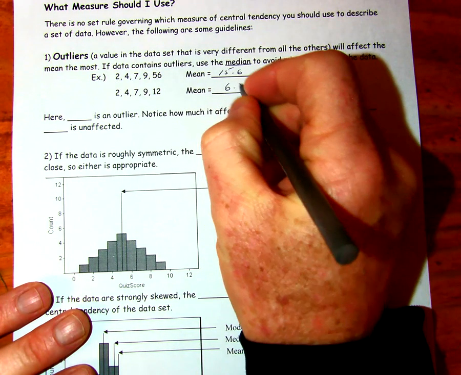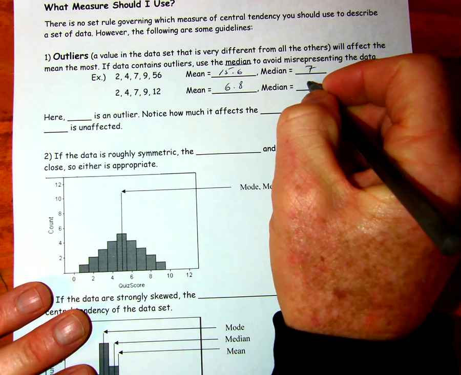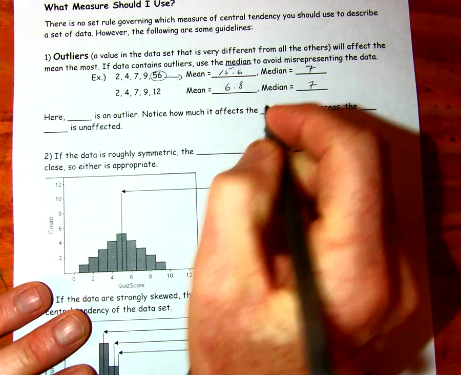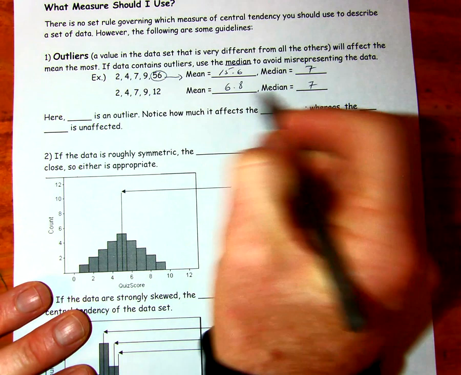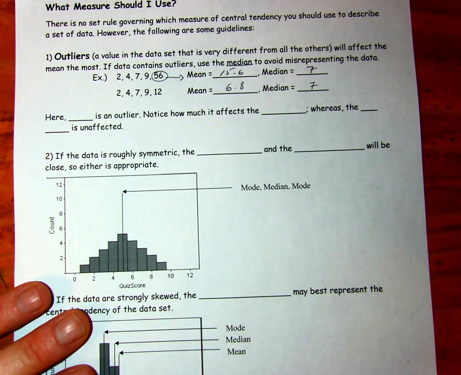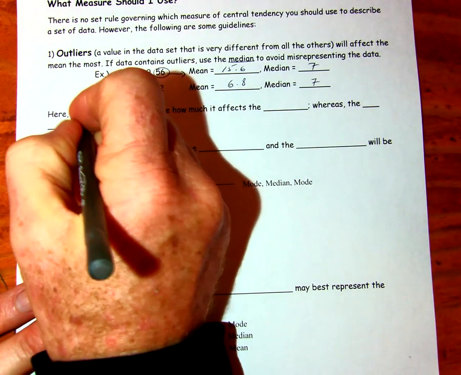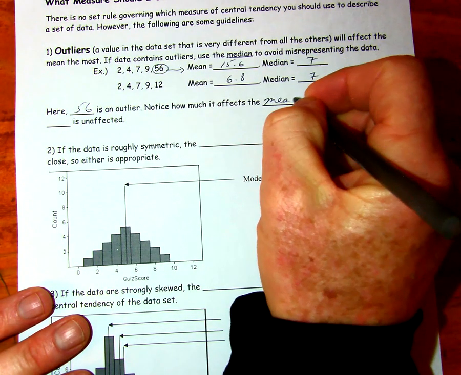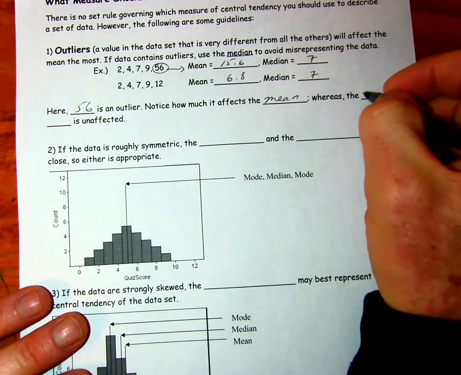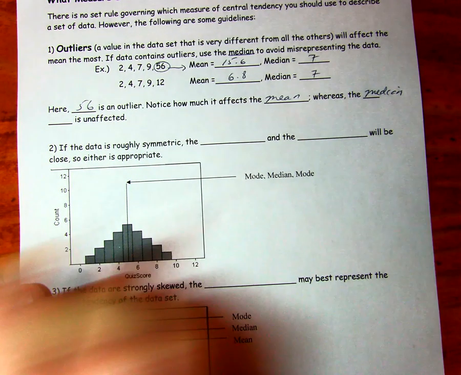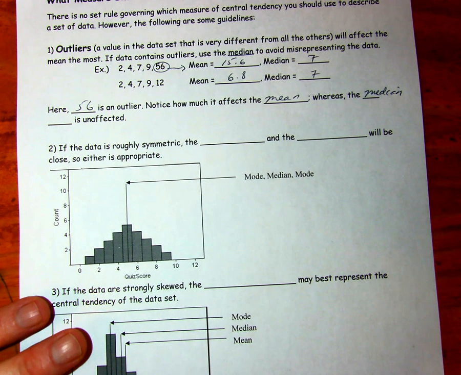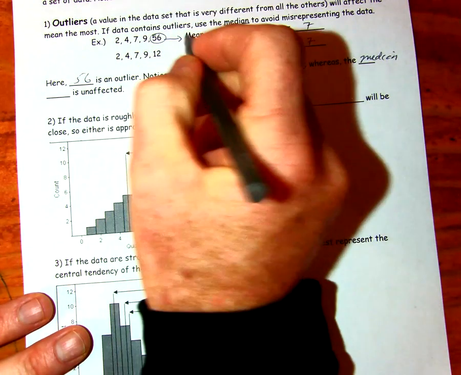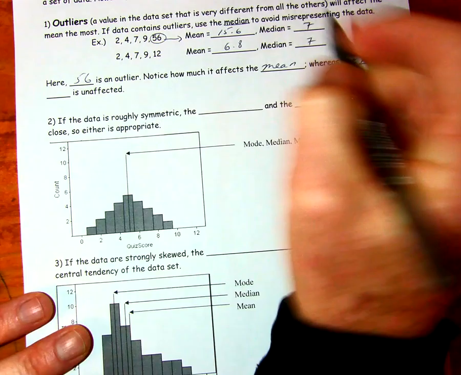6.8. And the median is also 7. So when you have an outlier, it affected the mean a lot. And when you don't have an outlier, the mean and the median are pretty close together, right? So here, 56 is an outlier. Notice how much it affects the mean, whereas the median is unaffected. So if you have an outlier, the median is better.